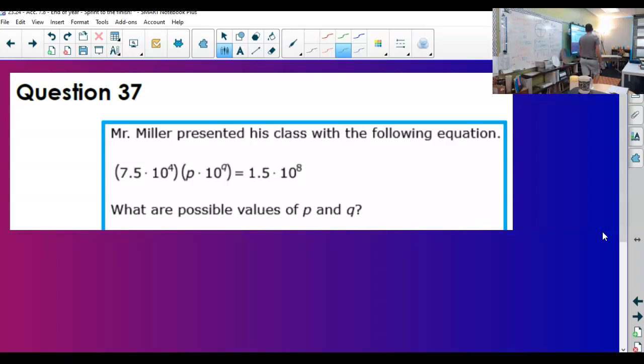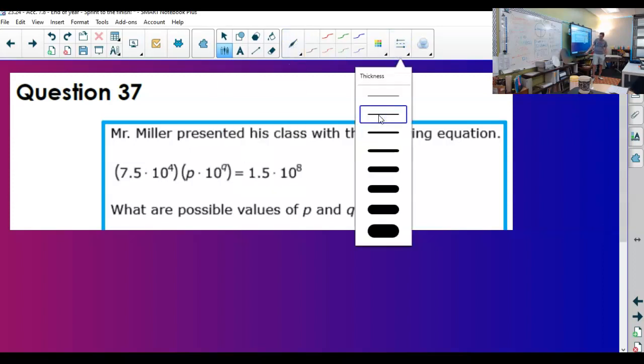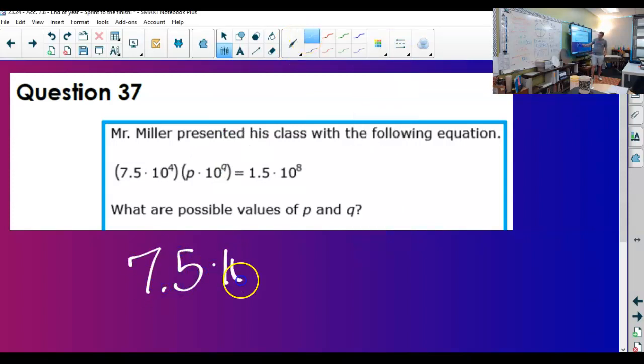Alright, so. What are the possible values of P and Q? To get to 10 to the 8th, either we're going to have a 10 to the 4th times a 10 to the 4th, or this would be 10 to the 3rd. Now stick with me because I feel like some of you probably aren't listening because maybe you wrote this problem off as not that difficult. 7.5 times 10 to the 4th, I could write out in its standard form. But P times 10 to the Q, that'd be a lot tougher to write out in its standard form.